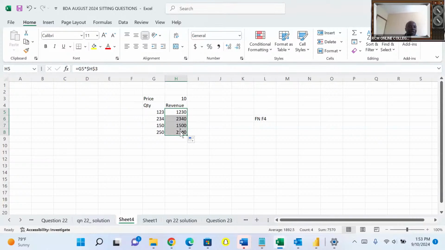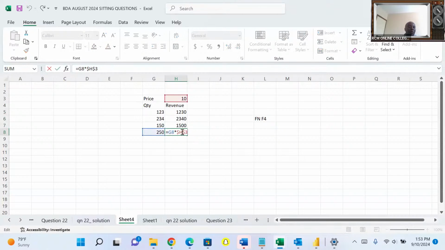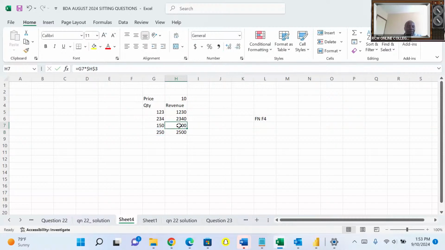So you can see if this is 250 times 10. If I come and say here, function F2 to show the formula, you can see it has taken 250, this moved, but this which was dollarized is ever constant there. If I come and do the same here, you can see if I say function F2, this is blue, this dollarized one is ever constant like that.